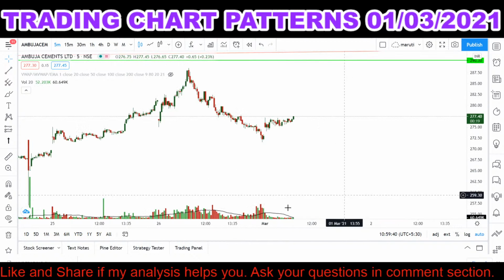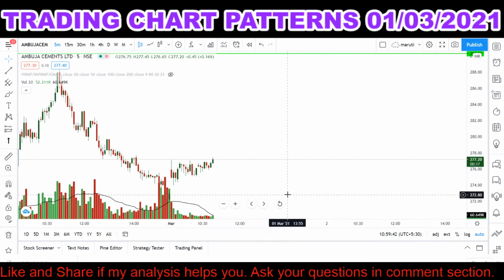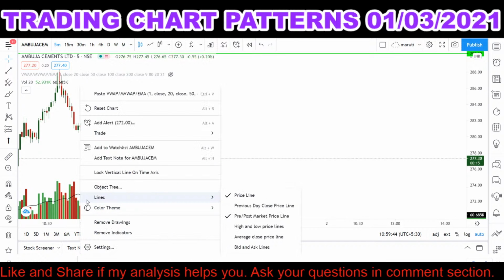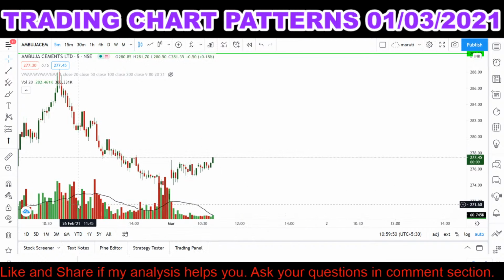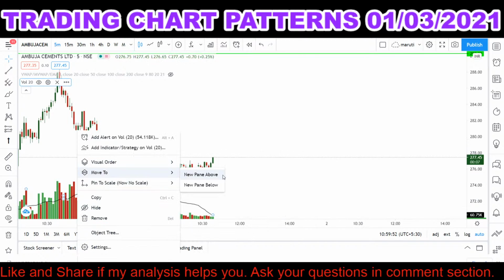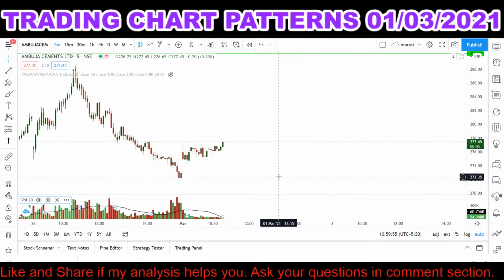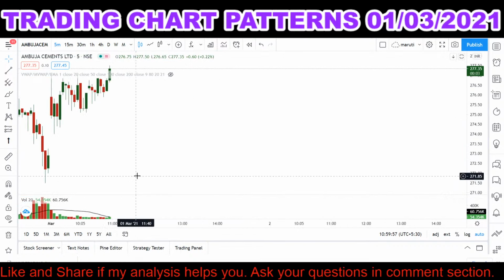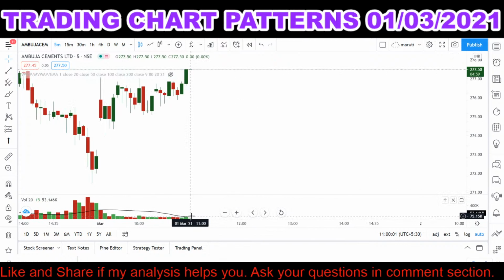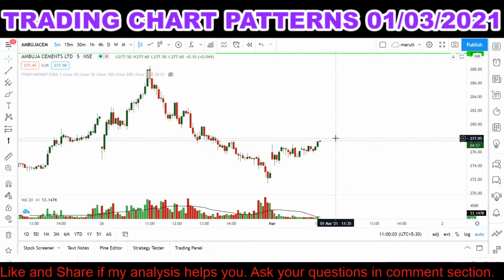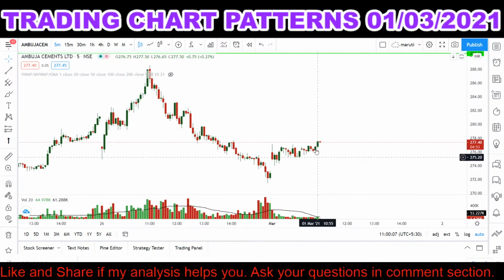If you have checked the volume, see, volume is rising, but it is not rising that big. Let's move it to a new pane below. Volume is rising, so stock price is rising, but volume is not rising that big. That huge volume is not here. So if this stock continues to go upside, let this candle close.